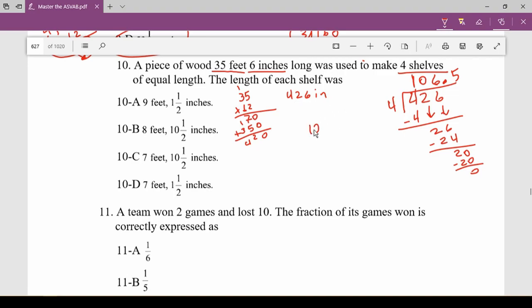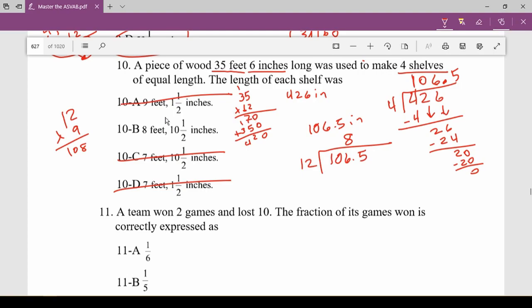So we know each shelf is going to be 106.5 inches. Now we got to convert this inches to feet. So we're going to do 106.5 divided by 12. In a previous problem, I did 12 times 9, which was 108. So we know that's too big, so we know this is going to be 8-something. So 12 times 8, let me show you what that is. 2 times 8 is 16, carry the 1. 8 times 1 is 8, plus 1 is 9. So 12 times 8 is 96. Subtract. Again, just bring the decimal right there. 106 minus 96 is 10. And of course, we have the 0.5 there.